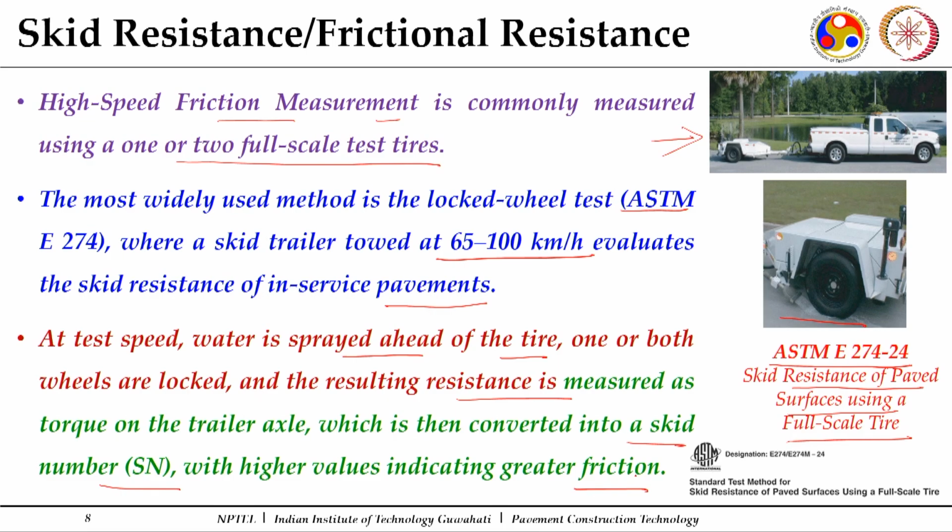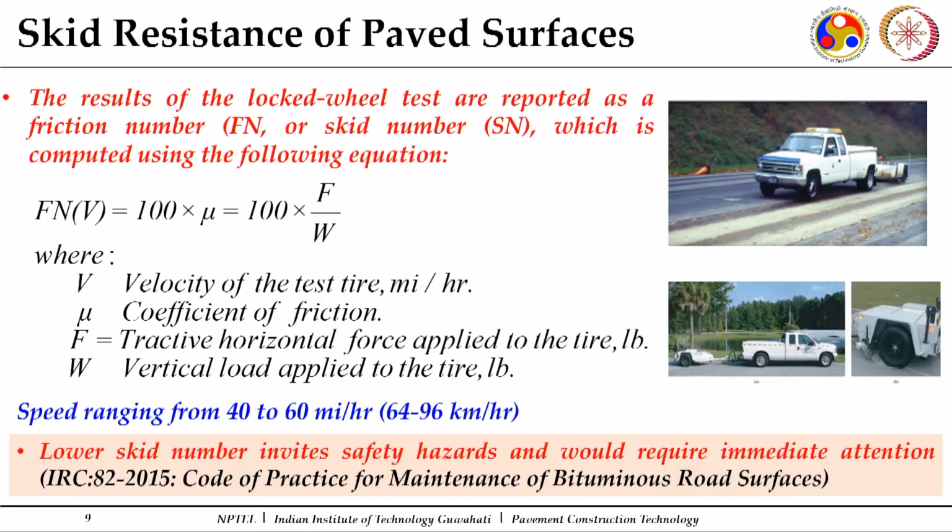If this value is high, we say that the surface has higher friction resistance. So, the friction number or skid number is a factor usually represented through these locked wheel testers. The results of these locked wheel tests are reported as a friction number or skid number, at a given velocity, because it is usually done at, say, 60 kilometers per hour. Then this is the velocity of the test tire, because usually they go in miles, so 40 to say 60 miles per hour.